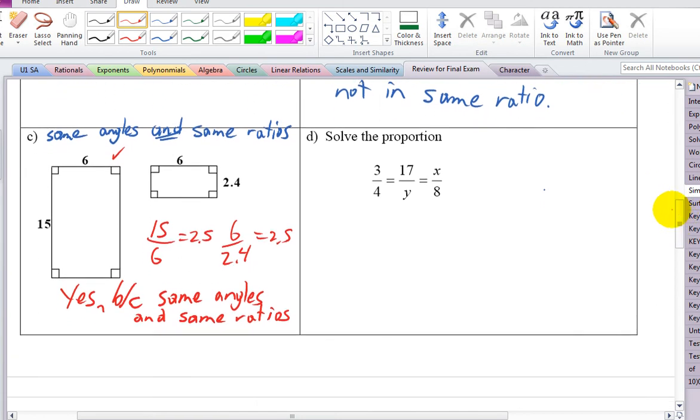Okay, so then we start setting up some proportions. They both equal 3/4, so you have two separate questions. One of them is 3/4 equals 17 over y. And the other question is 3/4 equals x over 8. Go ahead, solve them both for x and y. Cross multiply.